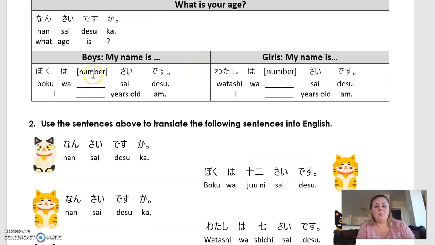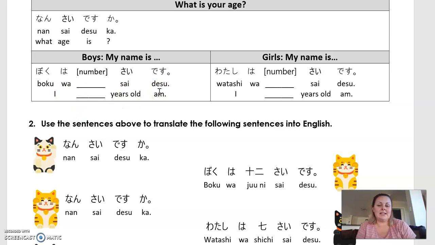Now again, if I'm a boy, I have to use boku at the start of my sentence. If I'm a girl, I have to use watashi. Now, this sentence is smaller than our name sentence, so it should be a bit easier. You say I, number, years old am. So I am 10 years old. I am 9 years old. I am 11 years old. Okay, I 11 years old am.